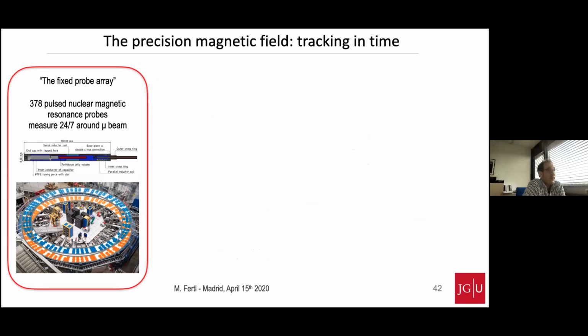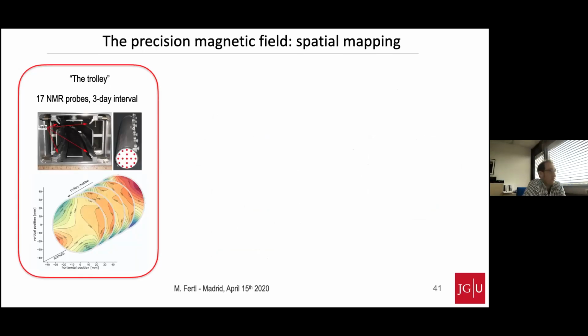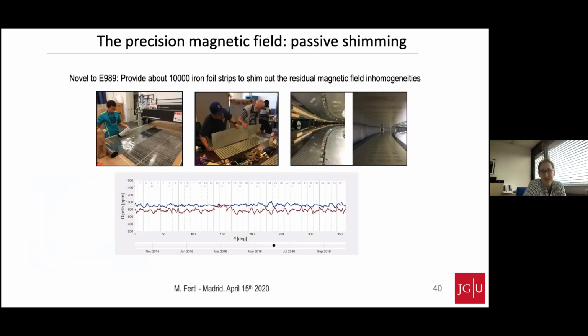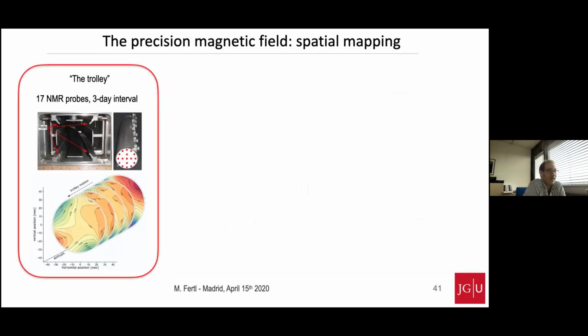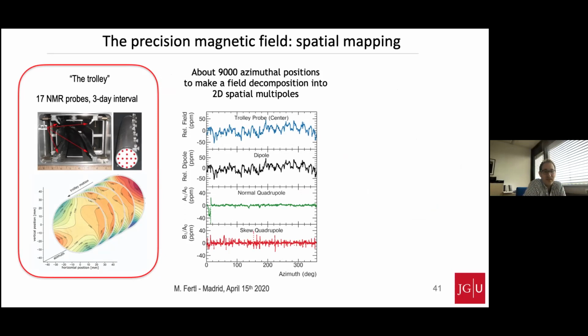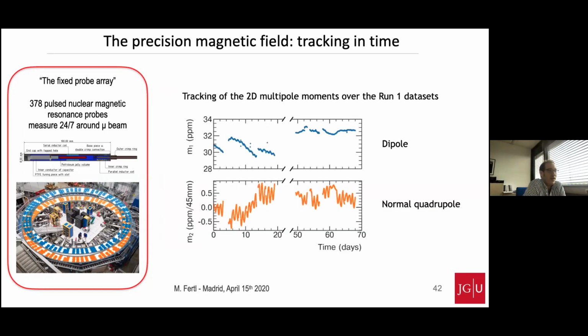We use, as I mentioned before, the fixed probe array to track the magnetic field in time. I just want to give you one example here of how we track the different magnetic multipole components in time. I give you as an example only the most important components, the dipole and the normal quadrupole, over the course of the 4 data sets of run 1.